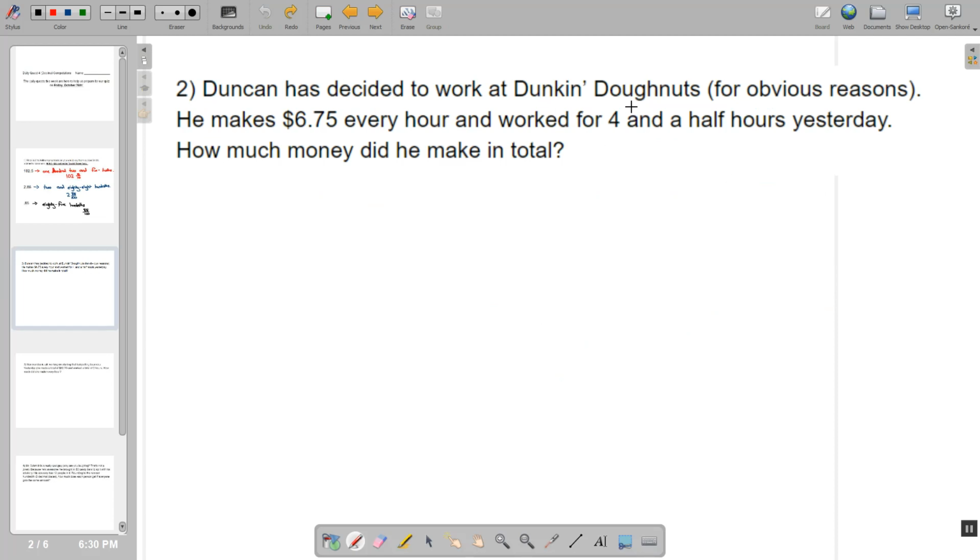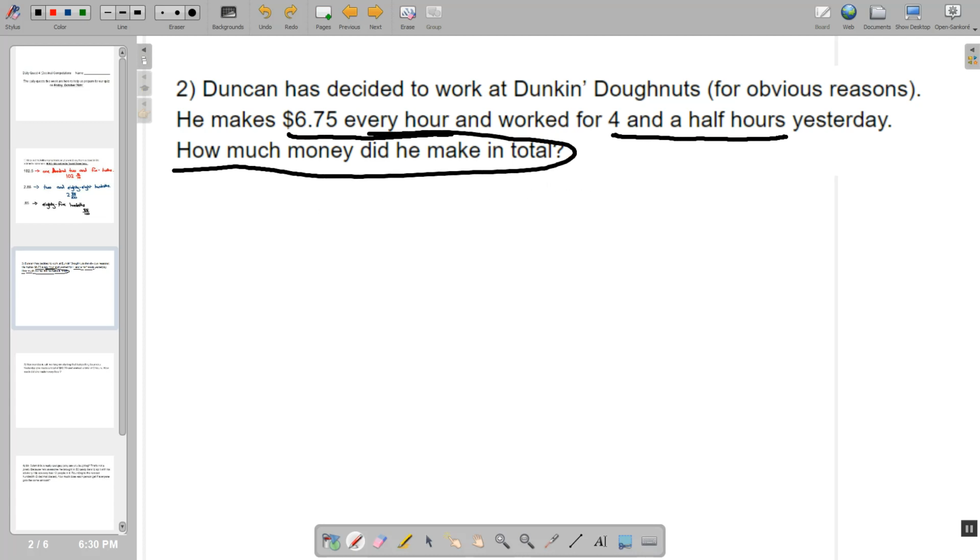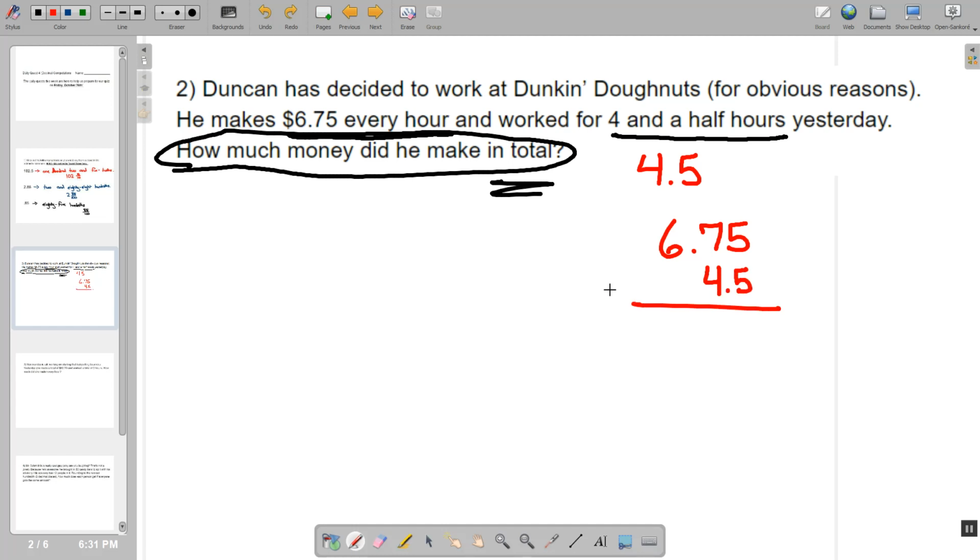Duncan has decided to work at Dunkin' Donuts for obvious reasons. He makes $6.75 every hour, and he worked for 4.5 hours yesterday. How much money did he make in total? In total means that we're getting bigger than what we started with, and it looks like we have every hour, so this is a multiplication problem. Now what's important is 4.5 hours as a decimal is 4 5/10. So when we multiply, we will have this as our multiplication problem.